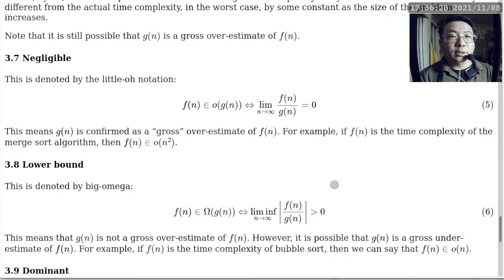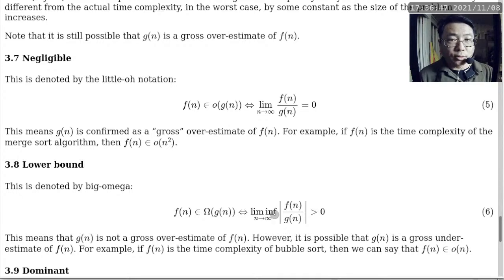The other way you can look at this is f of n is just n, and g of n is 1. Then f of n divided by g of n is just n itself. When n approaches infinity, the whole expression, the limit inferior, is also going to approach infinity. And so the question is, is infinity greater than 0? The answer is yep, it is.